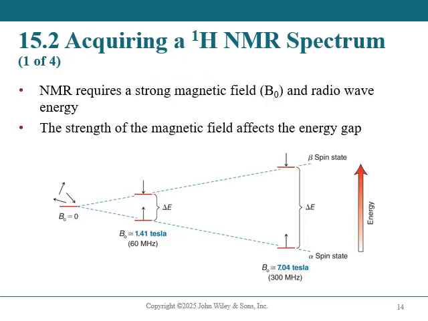NMR requires a strong magnetic field and radio wave energy. The strength of the magnetic field affects that energy gap. So different strengths of magnetic fields will allow us to see different energy gaps. It correlates with the resolution. So in terms of the instrument needed, you will need a very strong magnet. Usually superconducting magnets are used to acquire magnetic fields such as 7 Tesla or even higher.